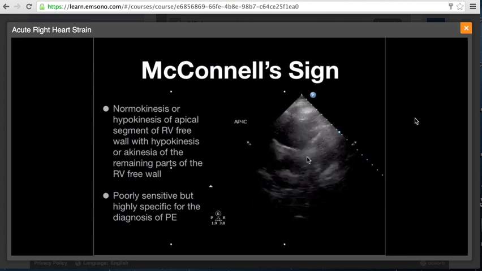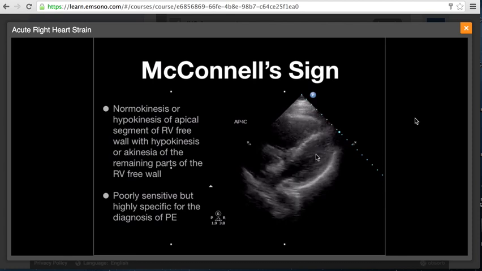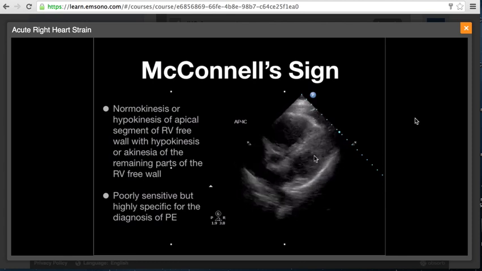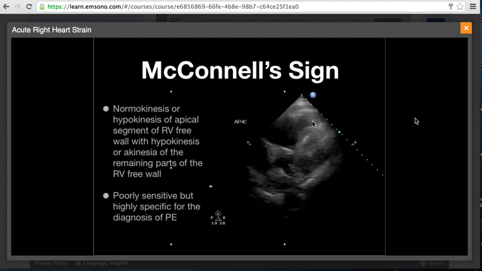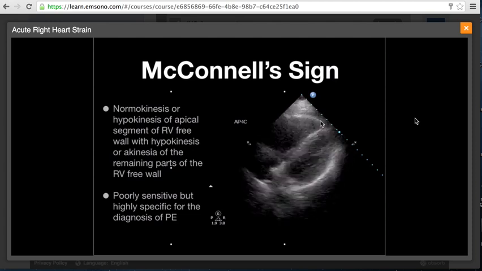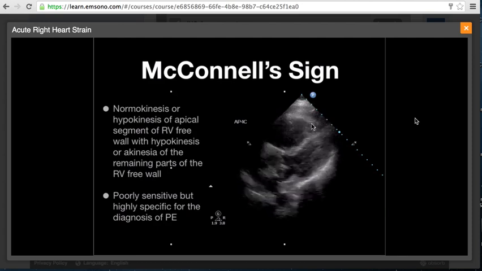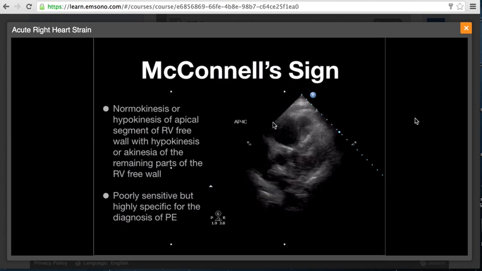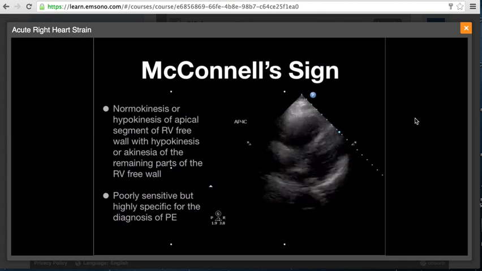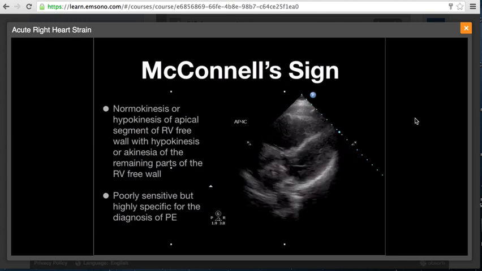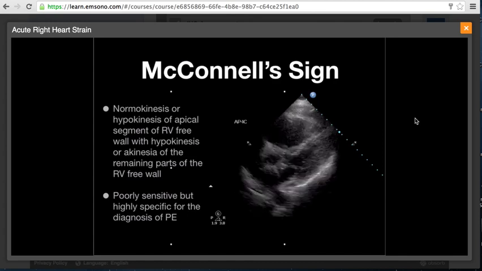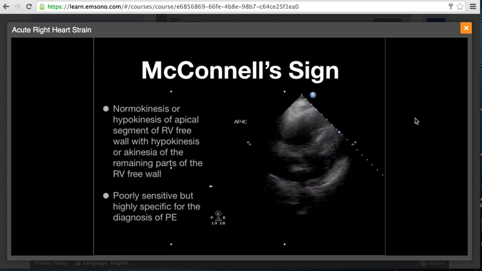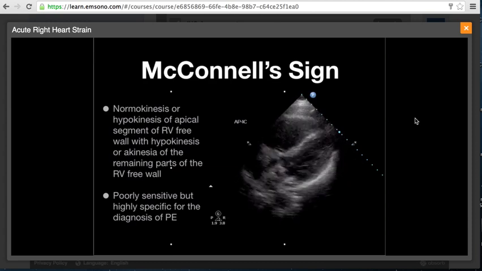And this was a critically ill patient who came in hypotensive and was found to have a large saddle embolus. If you look here, just with visual estimation, the right ventricle is larger than the left ventricle, and you can see that the apex of the right ventricle has preserved function, but the remaining part of the free wall is akinetic. And this is something that you don't see in chronic cor pulmonale or chronic right heart strain. This is a finding that's, as mentioned, poorly sensitive, but it is highly specific for the diagnosis of acute right heart strain.